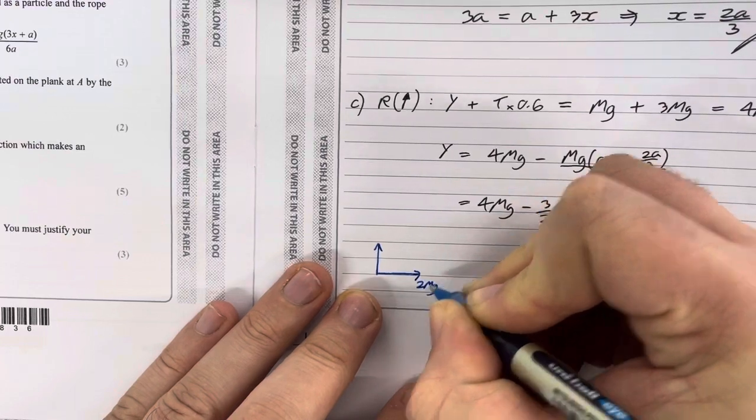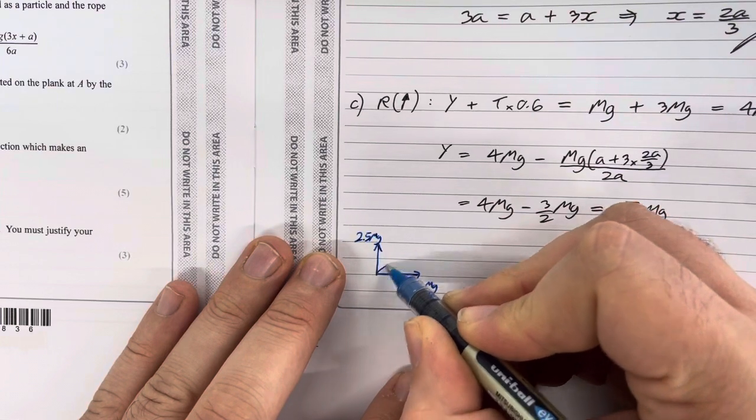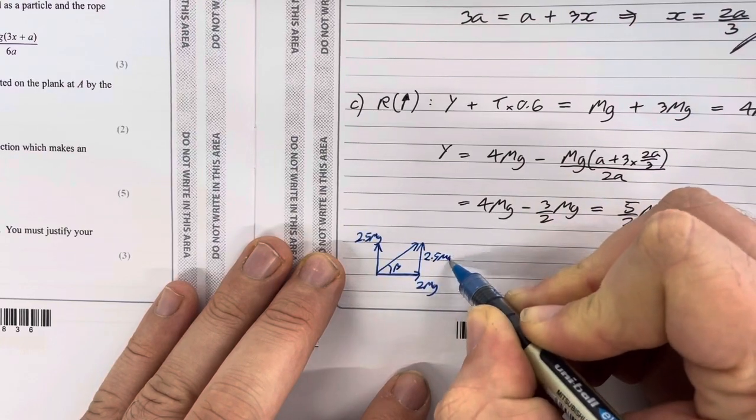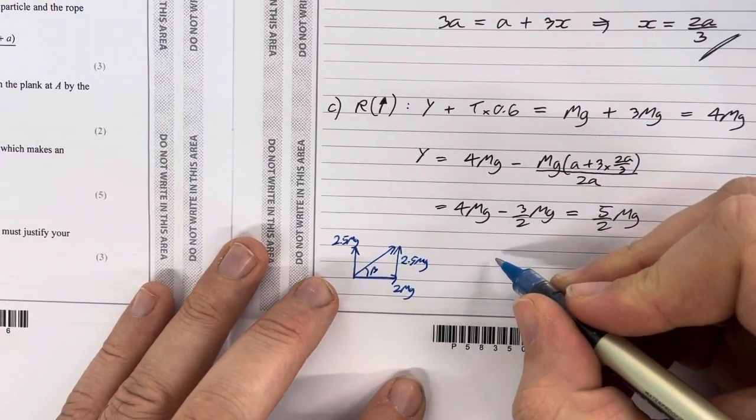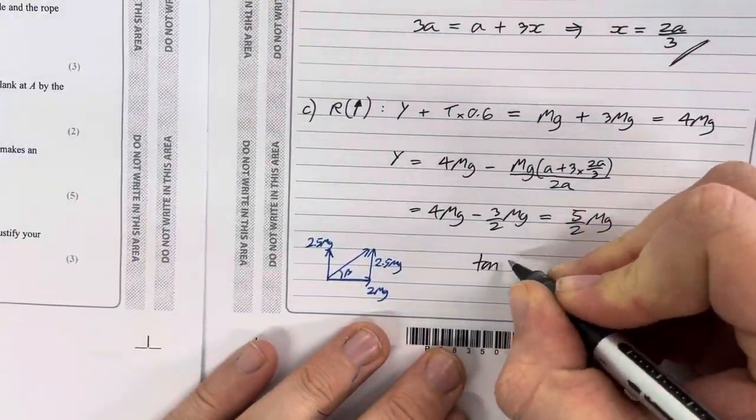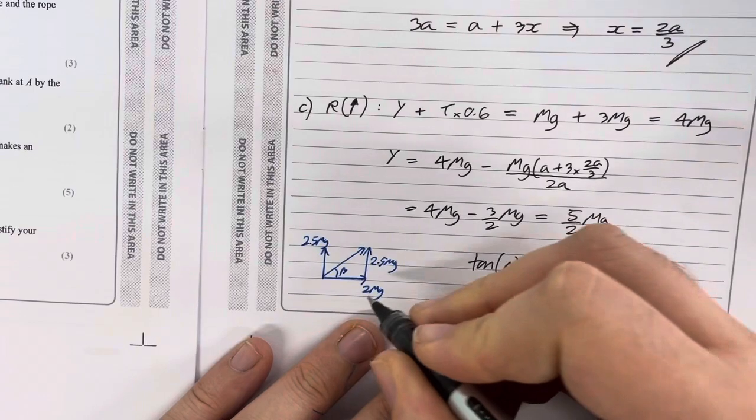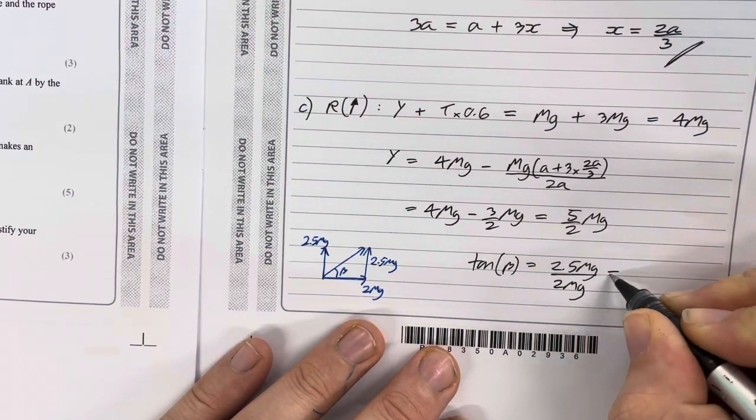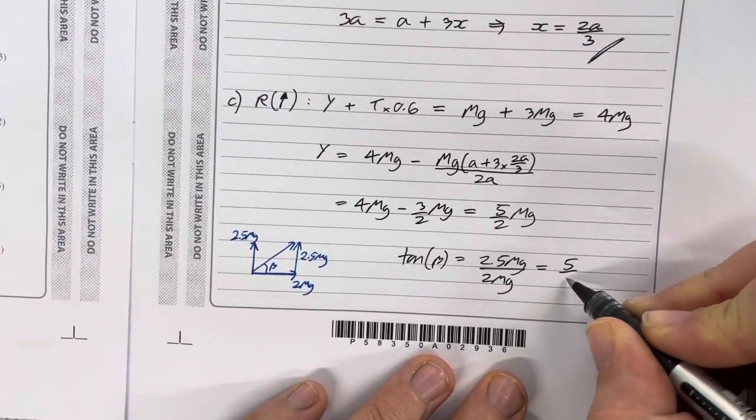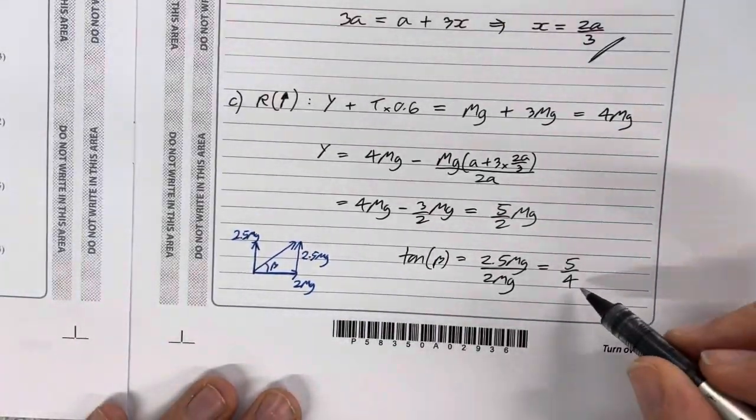That was 2 mg, that was 2.5 mg, and both of those together is going to give me that 2.5 mg. So tan of beta, which is what the question is asking, is going to be opposite, which is 2.5 mg, divided by adjacent, which is 2 mg. The mg's cancel, so we're left with 2.5 over 2, or 5 over 4. So 5 quarters, so just over 1. Which is good. There we go.